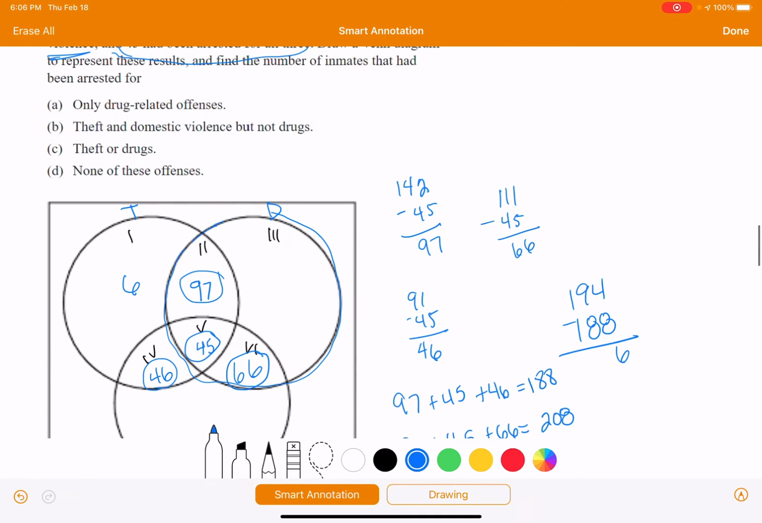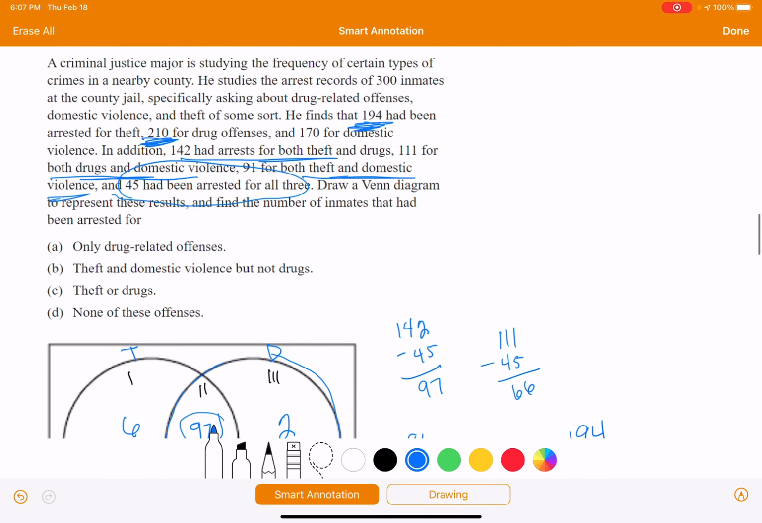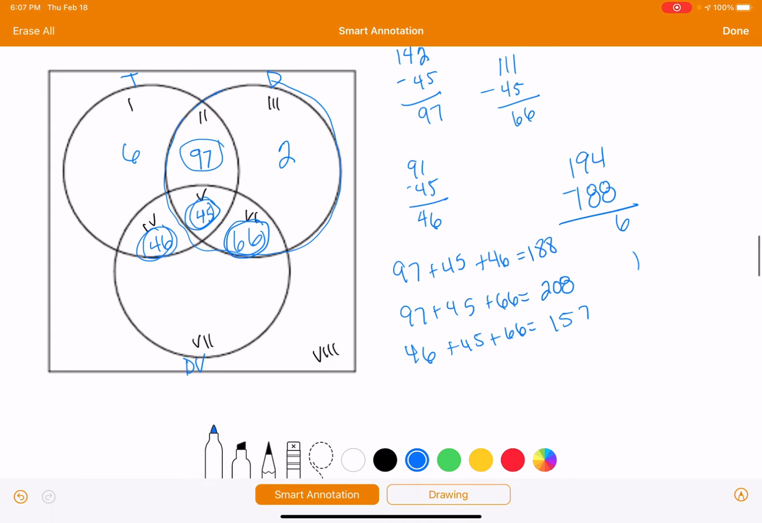And I'm going to do the same thing for the last part. Remember, now I have to take this 46 plus 45 plus 66 to get 157. Those are these three parts that are part of domestic violence, and subtract that from the 170 total we had. 170 minus 157 leaves us with 13. So this will be 13.